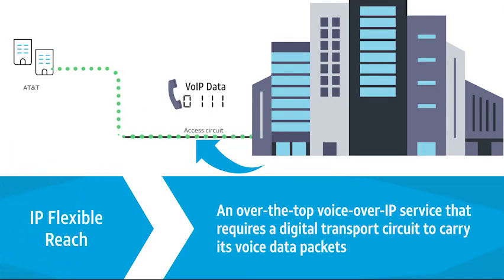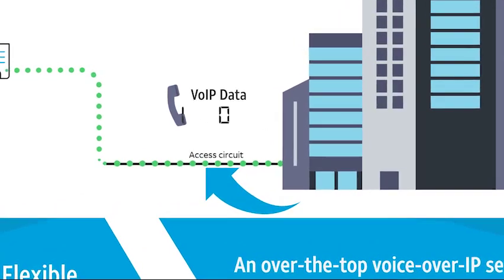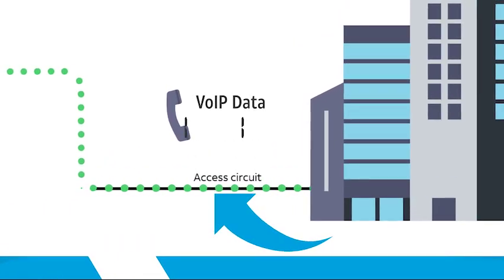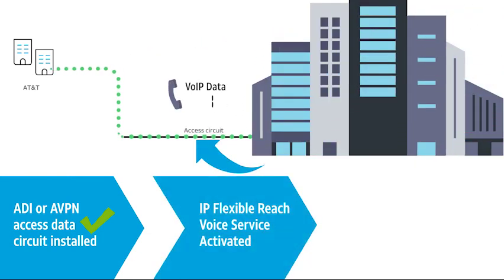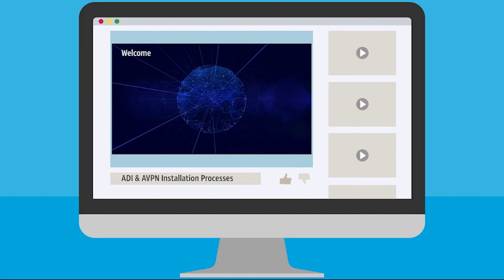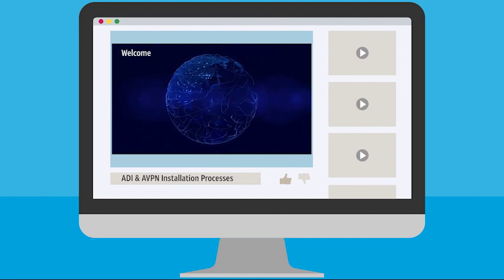IP Flexible Reach is an over-the-top voice-over IP service. This means that IP Flexible Reach requires a digital transport circuit to carry its voice data packets. This video covers the activation process of your IP Flexible Reach voice service, which will take place after the associated transport circuit, whether that circuit is AT&T Dedicated Internet, ADI, or AT&T Virtual Private Network, AVPN, is installed and working. We will focus strictly on the activation of your IP Flexible Reach voice service. Links for instructional videos relating to ADI and AVPN installation can be found below this video screen.